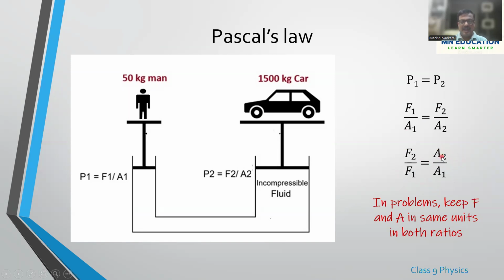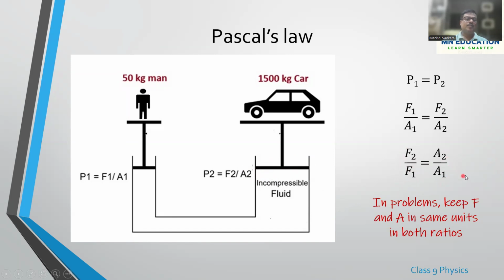In other words, if A2 is very large compared to A1, the area of this larger cylinder being very large compared to the smaller cylinder, then a larger weight F2 can be lifted by applying a smaller force F1. A smaller force applied on this smaller cylinder can lift up a larger load on the larger cylinder. So F2 upon F1 is equal to A2 upon A1. In numerical problems, out of these four quantities, F1, F2, A1 and A2, three would be given to you. The fourth would have to be calculated.